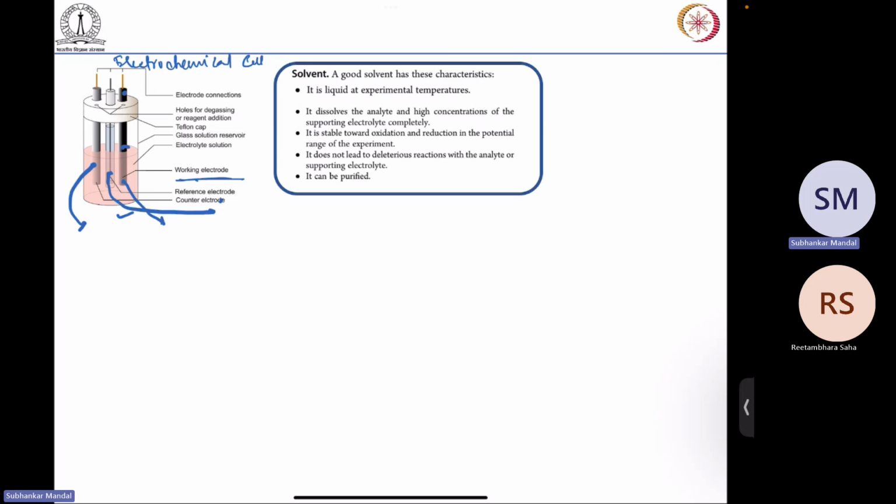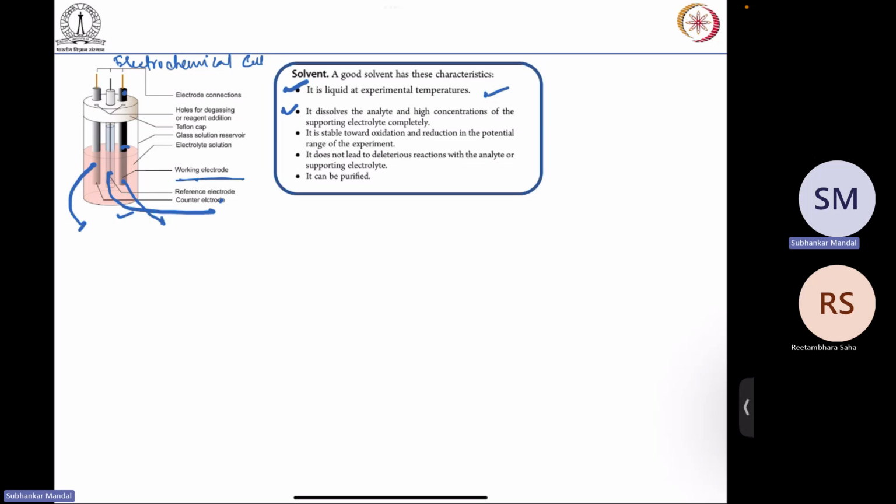So usually in an aqueous solvent we use water as a solvent. So why do we need to use water as a solvent? Or I can change the question this way: how can you choose the solvent? Okay, so what properties or characteristics are required to use as a solvent in an electrochemical cell? So these are the properties. It is a liquid at the experimental temperature. So whatever temperature we are using, at that temperature it will be liquid, and it dissolves the analyte and a high concentration of the supporting electrolyte completely.